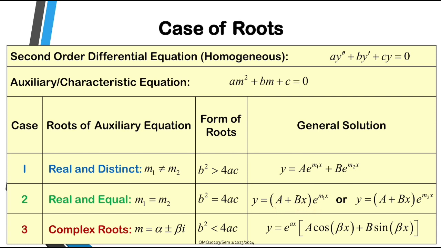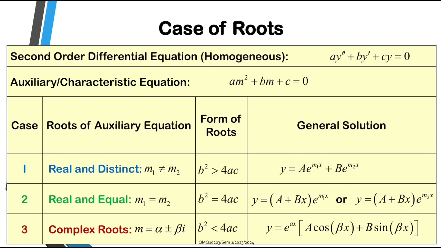And case number 3 is when the values of m are complex roots. So you have 2 values. The first one is m1 equals alpha plus beta i, and the second one, m2, is alpha minus beta i. This is the case when b squared is less than 4ac.